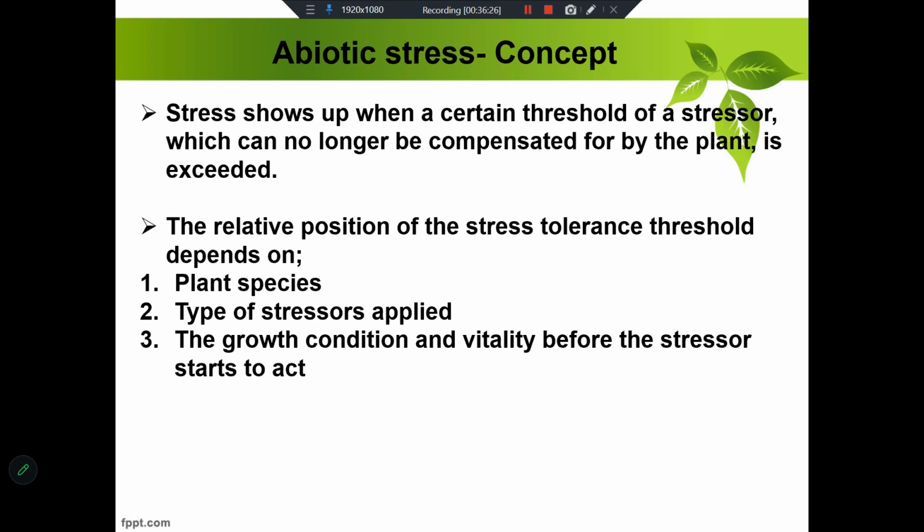So with all these things, the stress shows up when a certain threshold of a stressor, which can no longer be compensated by plants, is exceeded. Okay, so the relative position of the stress tolerance should depend on... when you are supposed to determine whether a plant is stressed or not, we have to keep in mind it depends on the plant species and the type of stressor applied, and also the growth condition and the vitality before the stressor starts to act. Okay, so it's not actually the magnitude in the environment.